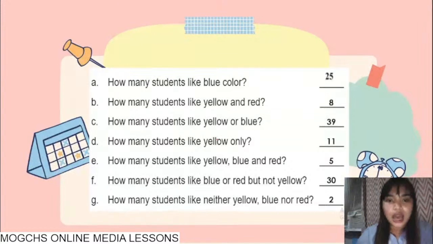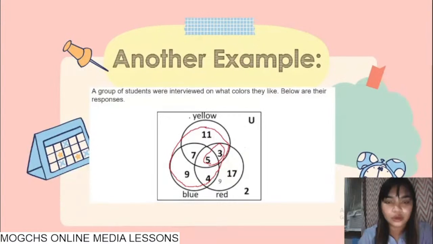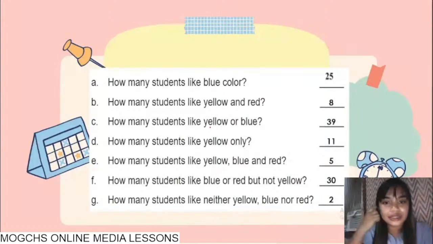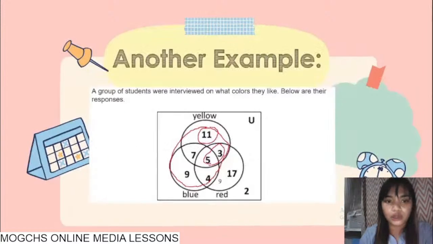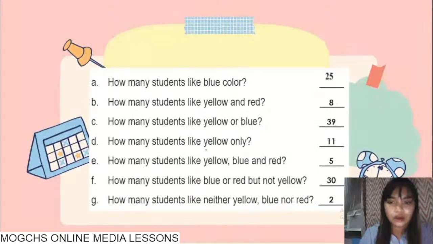Next. How many students like yellow only? When you say yellow only, those are the elements that do not belong to the intersection of the other sets. So the students who like yellow only is 11. Next, how many students like yellow, blue, and red? So how many students like all 3 colors? The intersection of the 3 colors is this only. So there are 5 students who like all 3 colors.